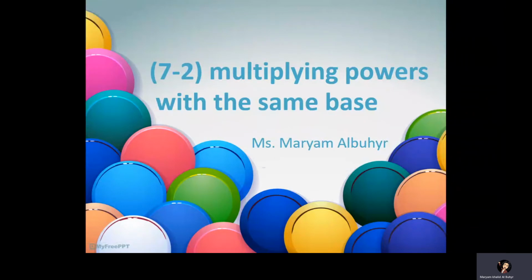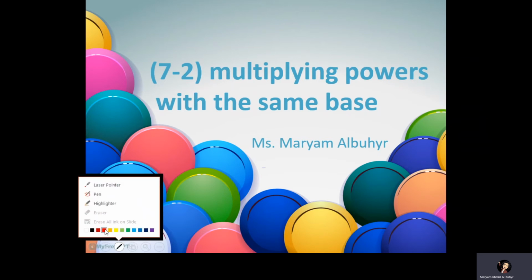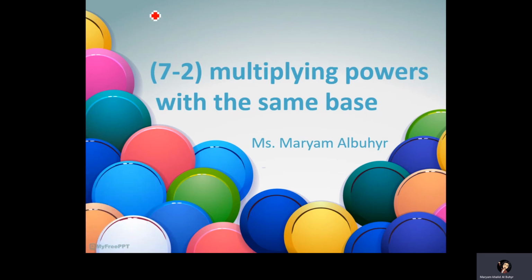In the previous lesson, lesson 7.1, we learned the negative powers and the zero power. Let me remind you what we learned. If we had anything to the power zero, you are going to say that's directly 1. So anything you raise to the power 0 is equal to 1.